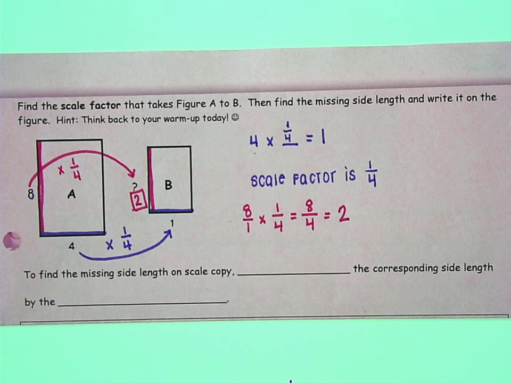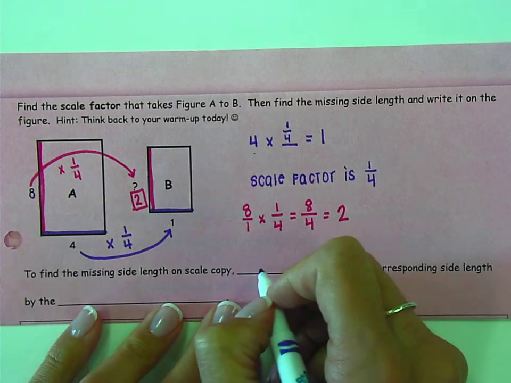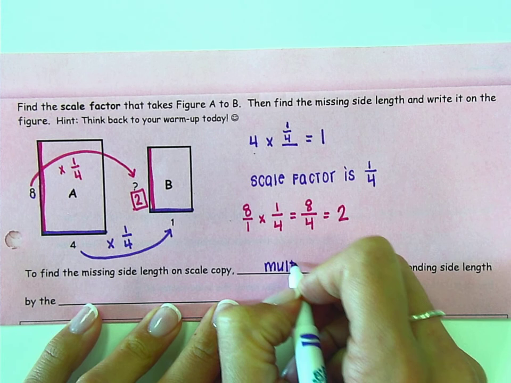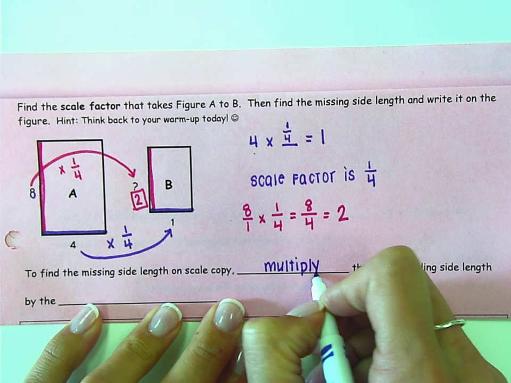Anytime we're asked to find the missing side length on a scale copy, we are going to multiply the corresponding side length by the scale factor.